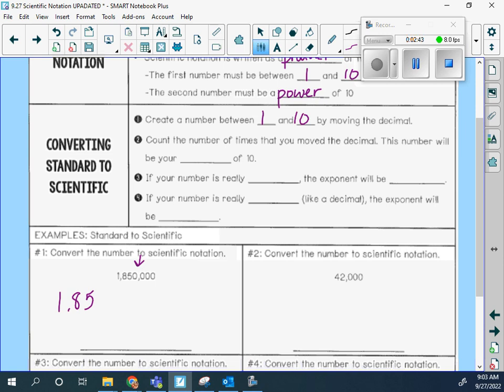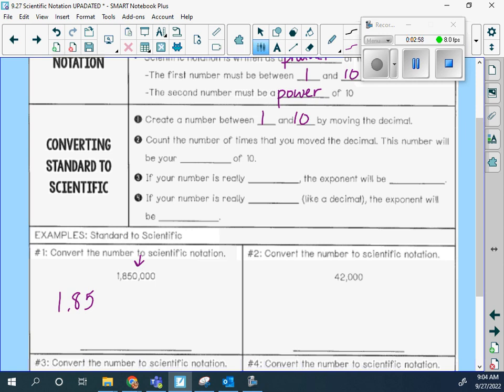Okay, and I don't need to put all those zeros, right? Because it's just a bunch of zeros. Zeros at the end don't matter. So did I create a number that's between 1 and 10? Yes. Okay.